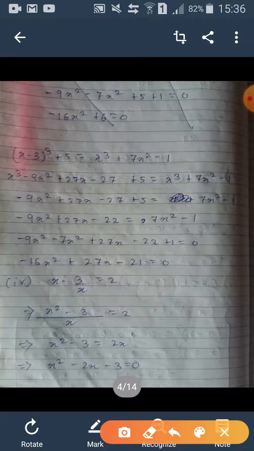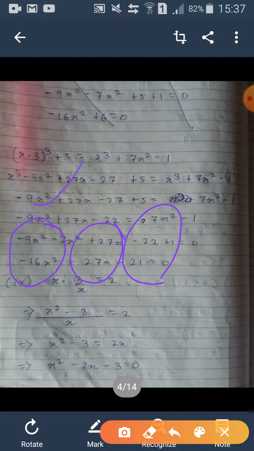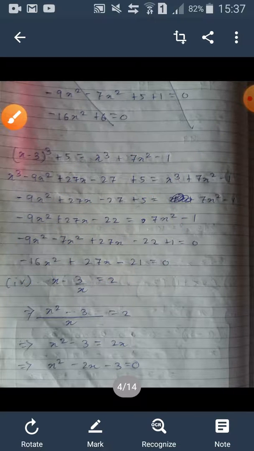Now we need to verify whether it is a quadratic equation or not. So we can see that there is an x square over here. We can see that there is an x over here. And we can see that there is a constant over here. So all the three conditions are satisfied, so yes, it is a quadratic equation. Now we move on to number 4.